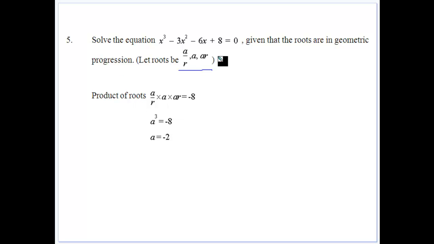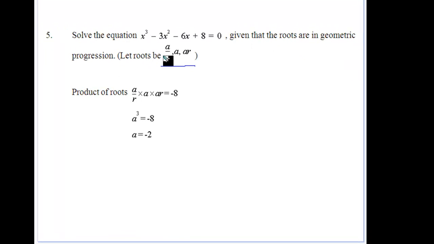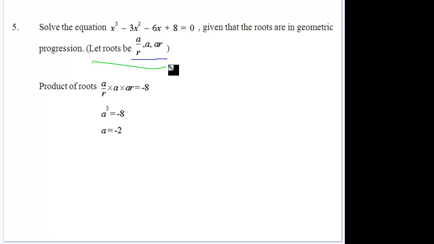Okay, in this problem, what we want to do is solve this equation, but given that the roots are in geometric progression. So the key here, and we've done this in Extension 1, is to let our roots be in this form. Let the middle term be a, and then we have a on r, and then the last term would be a times r.